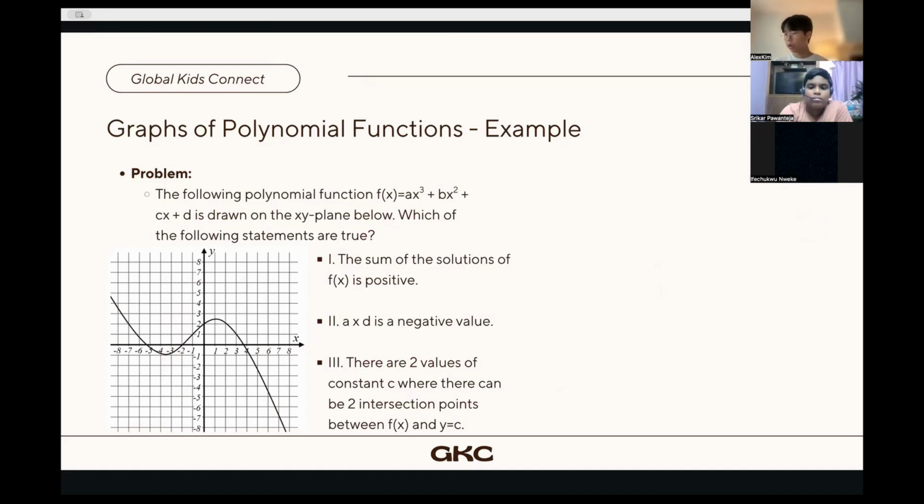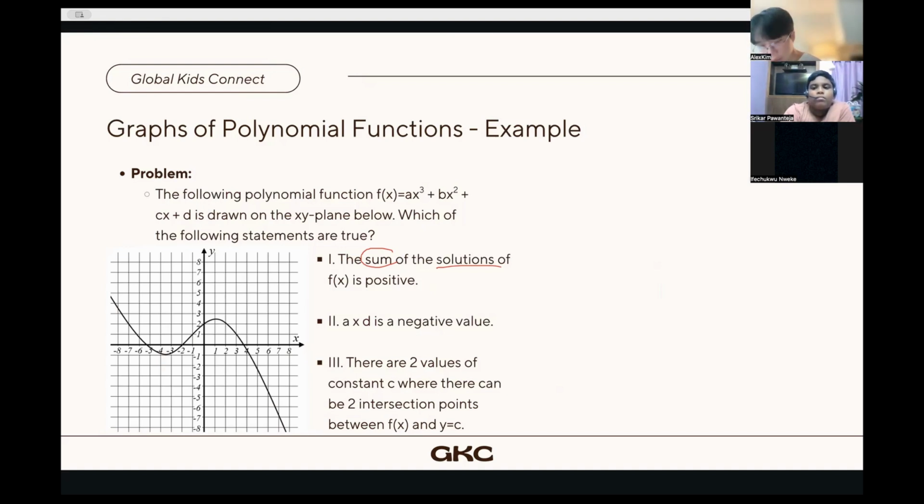The problem states the following: the polynomial function f of x equals ax to the power of 3 plus bx squared plus cx plus d is drawn on the xy plane below. Which of the following statements is true? We need to find a true statement after looking at this graph. Let's read the first statement: the sum of the solutions of f of x is positive. We first need to sum the solutions of f of x and check if they are positive.